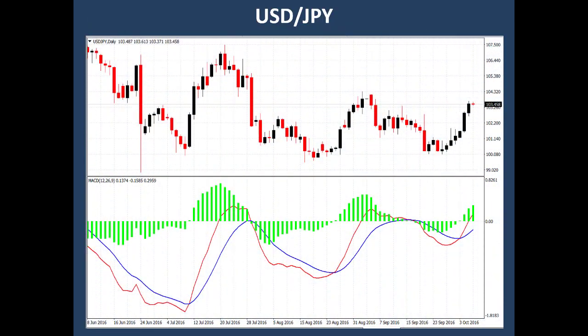In the first instance, let's look at a currency. Now, as you can see, that bullish divergence was evident around the 16th of June. As the market price went down, the indicator was clearly going up.